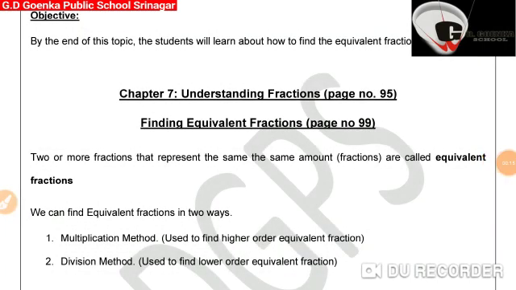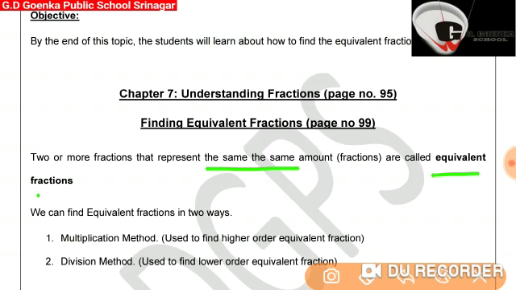Dear Goenkans, we have already studied what equivalent fractions are in our last video lecture. Now in this video lecture we're going to study how we can find equivalent fractions. Now let's start with the definition of equivalent fractions. Two or more fractions that represent the same amount or fractions are called equivalent fractions.